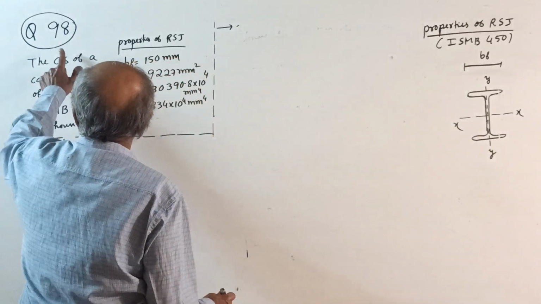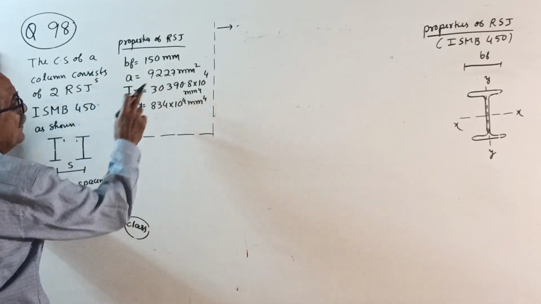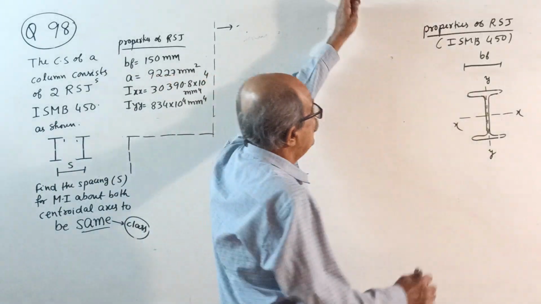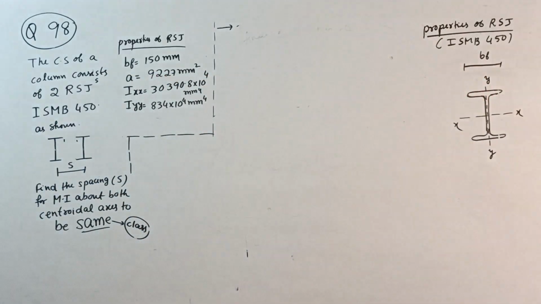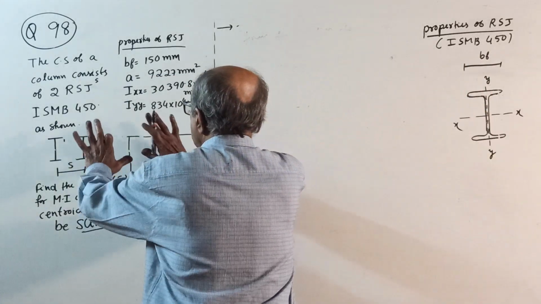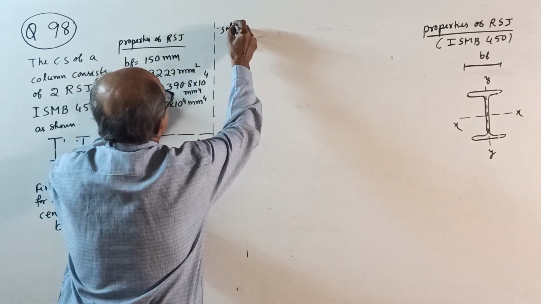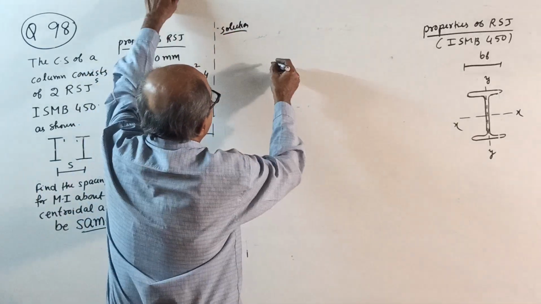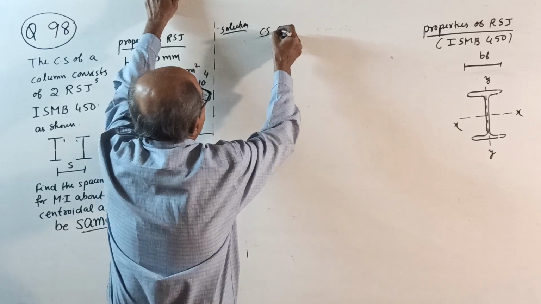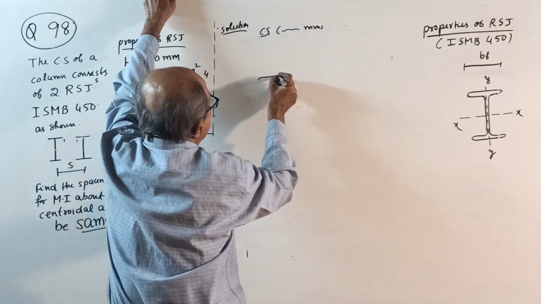Here, Question 98. See, two RSJs, other properties are given. This is the question. Don't write anything here. When you start the solution, first what do you do? First write the cross section, all dimensions in millimeter. See, one I section here.